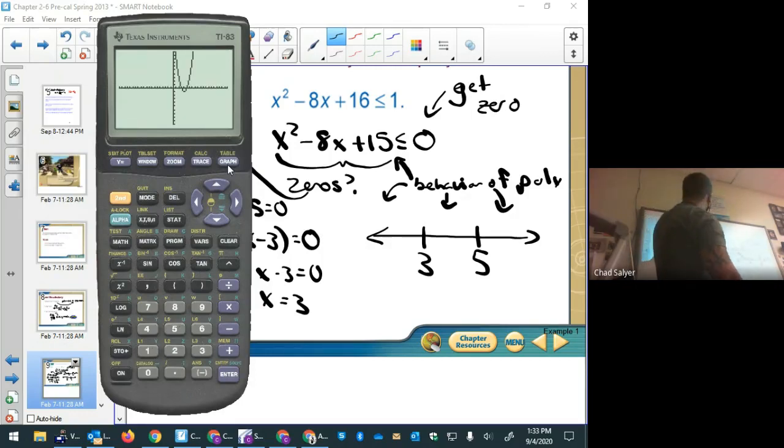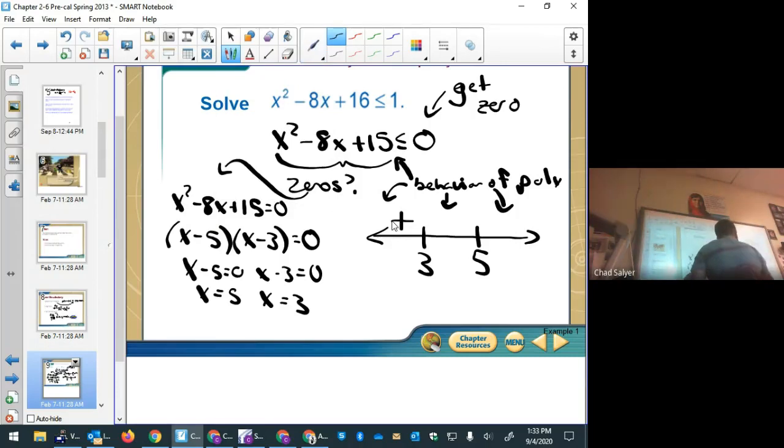So before 3, it's positive. Between 3 and 5, negative. And then after 5, it's positive. Above the x-axis, below, above. So above is a positive, below is a negative, and then above again is another positive. So we're looking for where this is less than or equal to 0. Do you see how that would only be true here? That's the only place where it's less than or equal to 0.